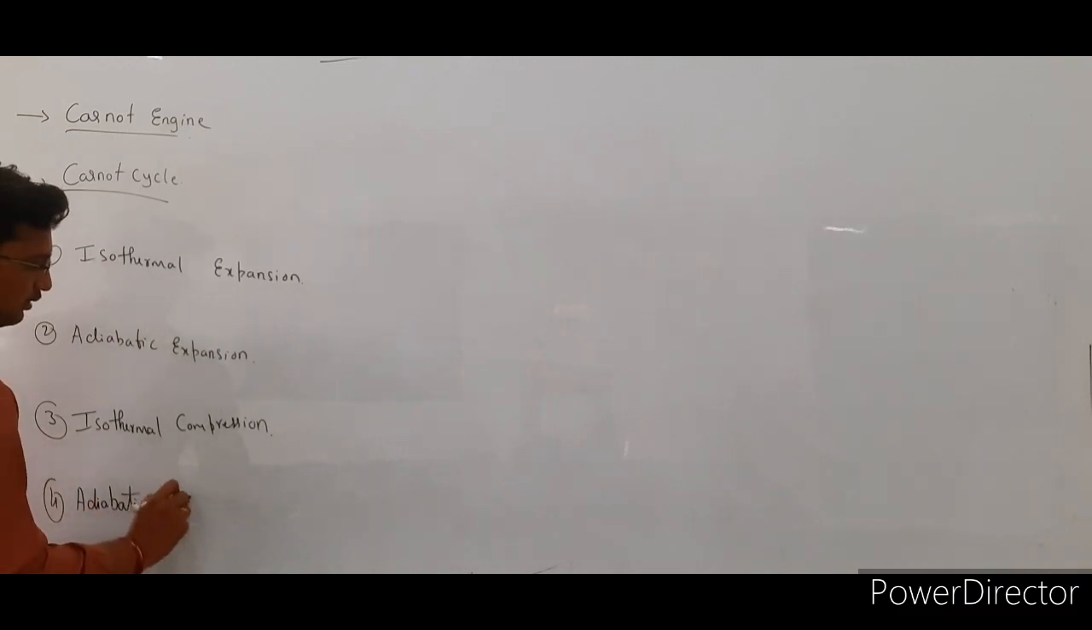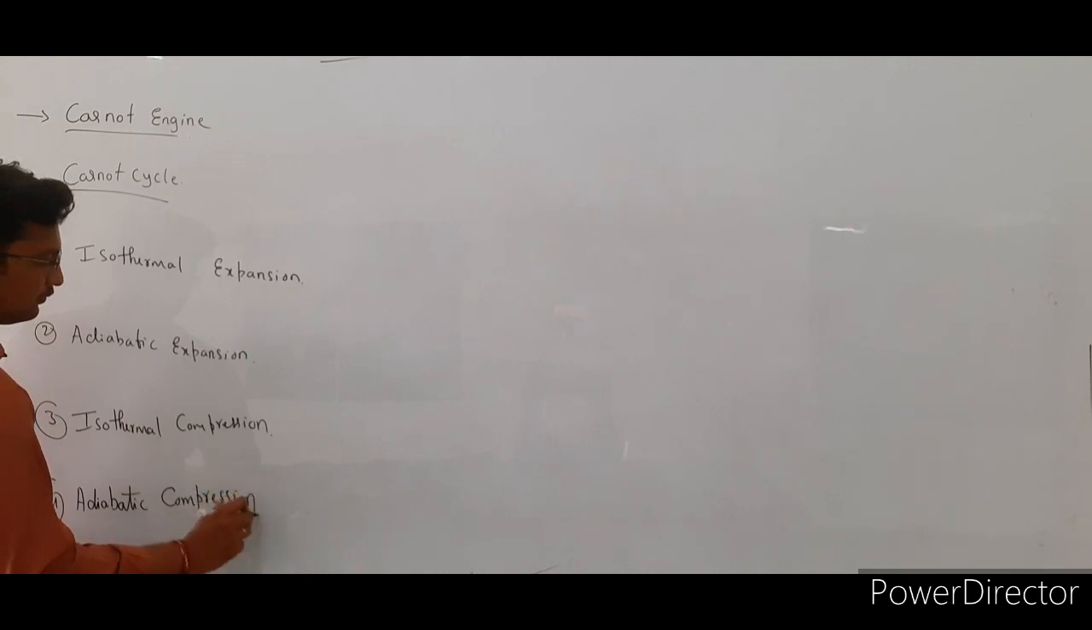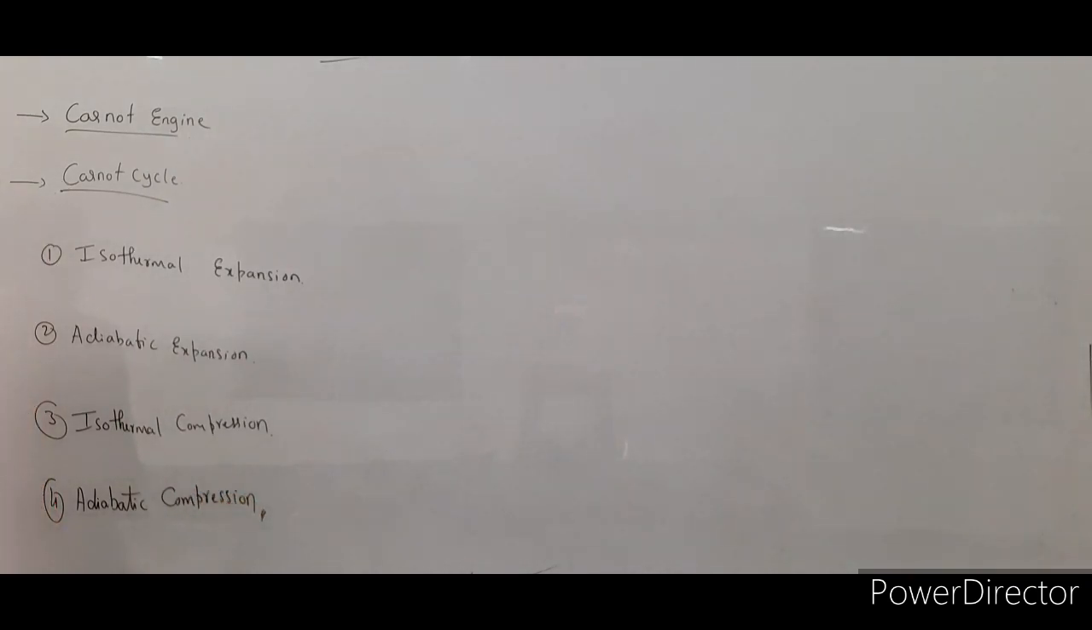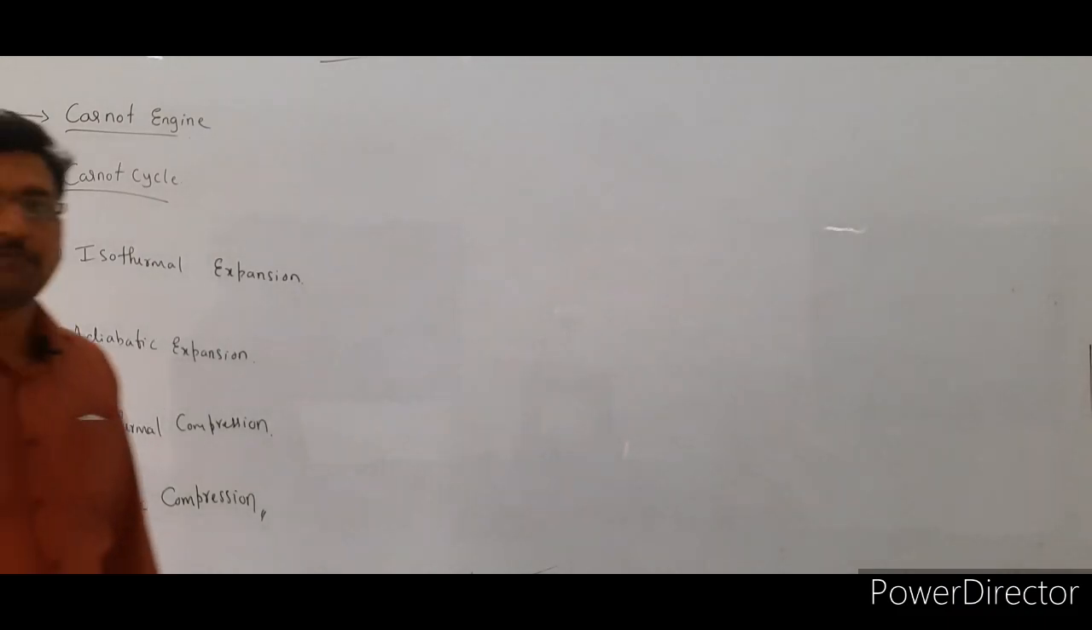Adiabatic compression. Okay. So the Carnot cycle consists of 4 processes. The first one is isothermal expansion, then adiabatic expansion, isothermal compression, and adiabatic compression.